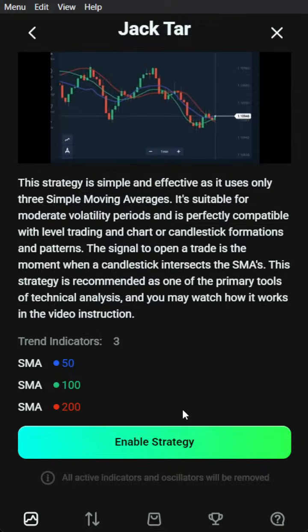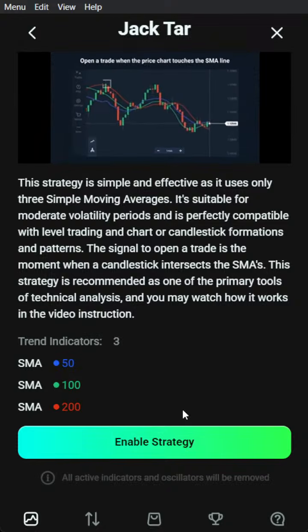They represent price levels from which a reversal in price movement is likely. To open a trade, you need to patiently identify the signal. If the price chart is below the SMA indicator and touches it, we open a down trade. If the price touches the SMA indicator from above, we open an up trade.